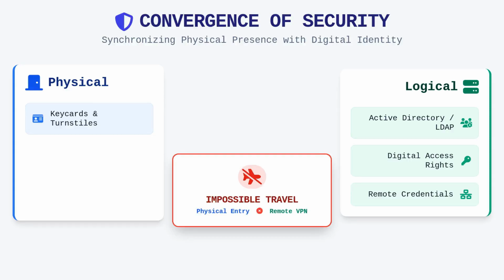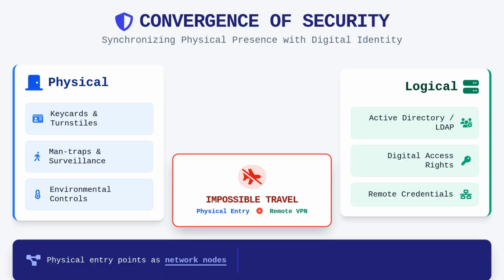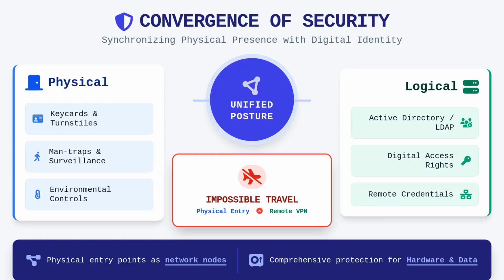Hardening entry points to server rooms involves not just electronic locks, but also environmental controls and surveillance, such as man-traps that prevent tailgating. By treating physical entry points as network nodes, defenders can gain visibility into who accesses the data center and when. Achieving this unity between physical and digital silos creates a more robust security posture that protects both the hardware and the data residing within it.